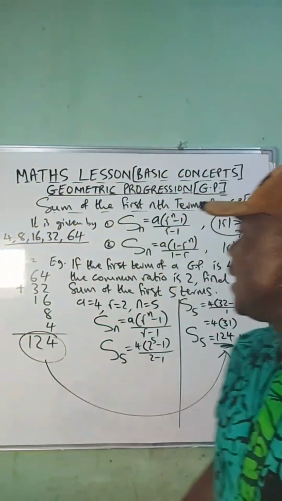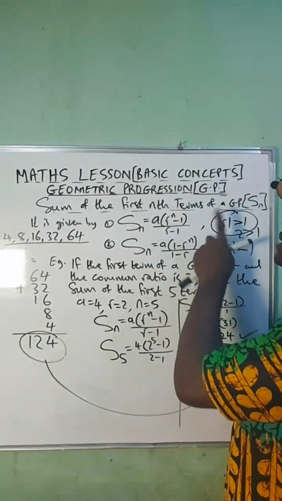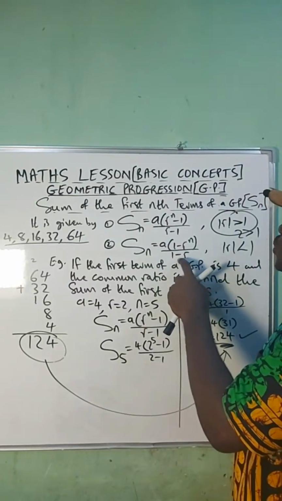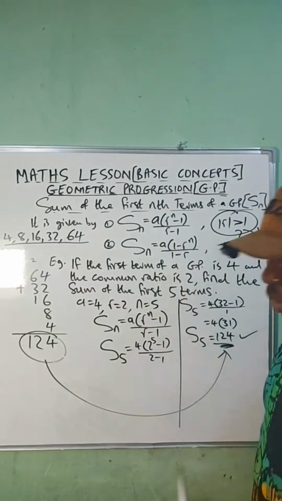Okay, now we have taken a yes, because the common ratio was greater than 1, that's why we use it. So for us to use this one, we'll take a question where the common ratio is less than 1.